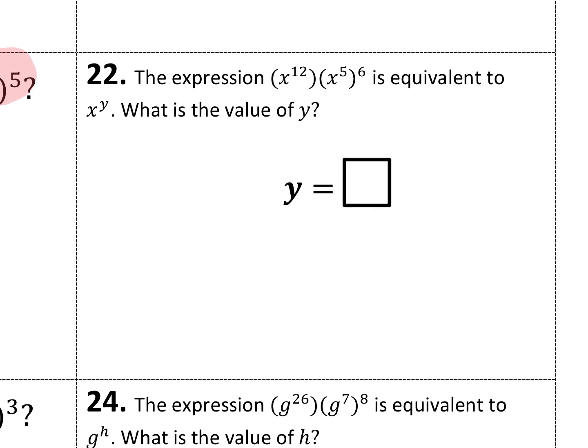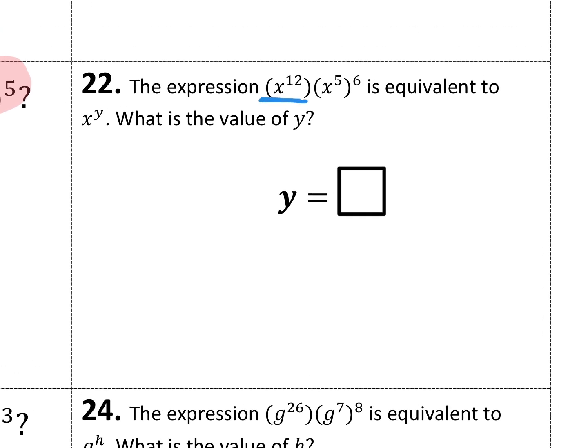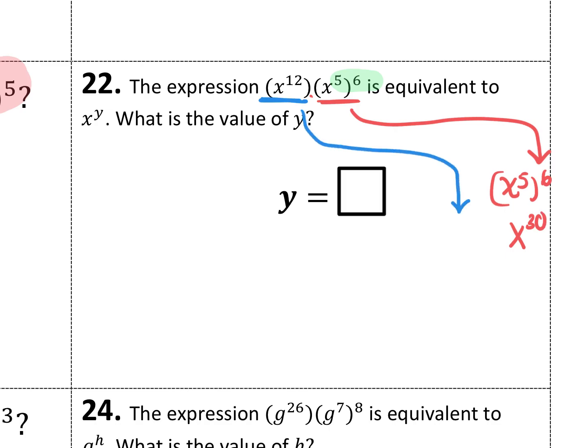Now let's look at 22 and 23. I have 2 pieces, a blue piece and a red piece. And this red piece can be simplified first because it has a power raised to a power that I should multiply. So x to the 5th to the 6th makes x to the 30th. Now I can't leave out my blue piece. It needs to come back down. X to the 12th. And so this means you're going to add them, or you can draw them out. There'd be 12 blue x's and 30 red x's. So that's like saying x to the 12th plus 30 more makes x to the 42nd.